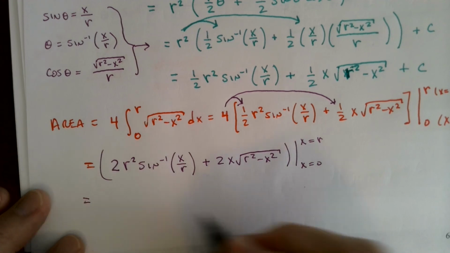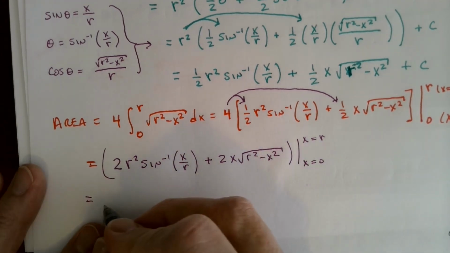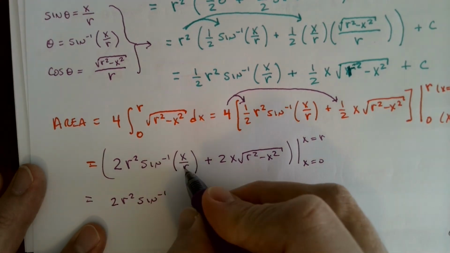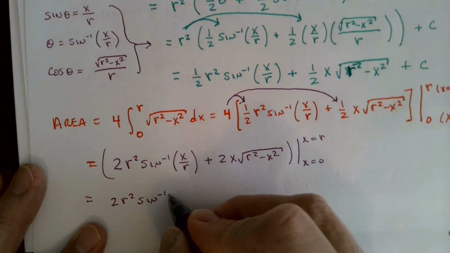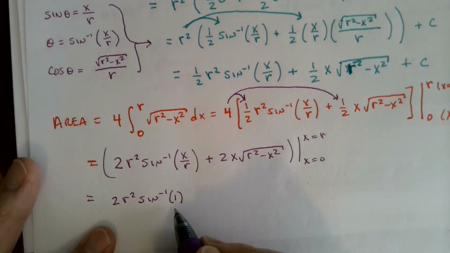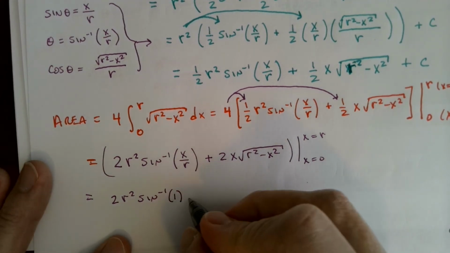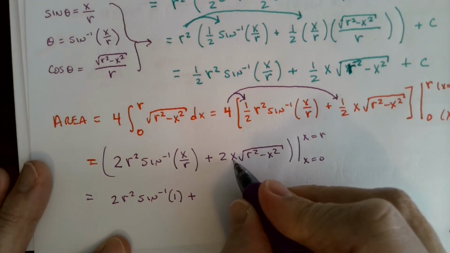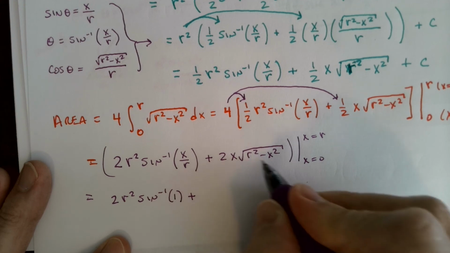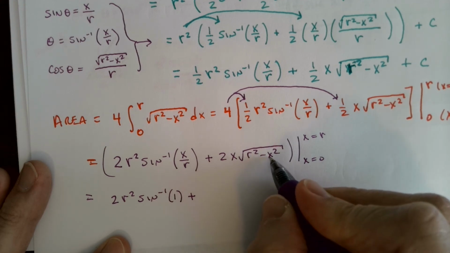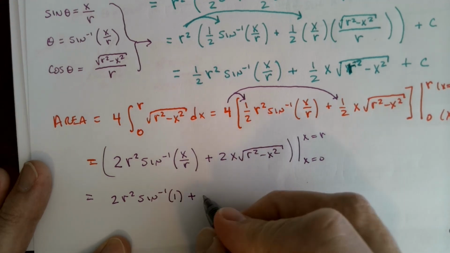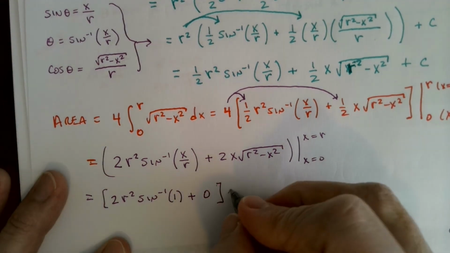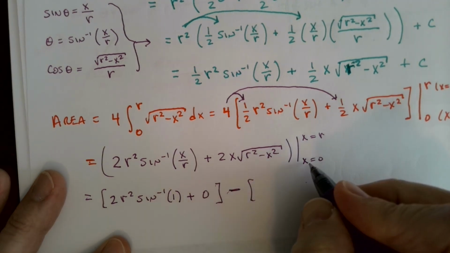That's what we do. So at x equals r, what happens? 2r squared sine inverse r over r. X is r. R over r is 1, right? Sine inverse of 1. I want you to think about what is the inverse sine of 1. Plus, if x is r, what happens here? I get r here, but I get r squared minus what? X is r. R squared minus r squared. What's r squared minus r squared? That's 0. This whole thing is 0 plus 0. So that's the evaluation when x is equal to r. Minus the evaluation when x is equal to 0.